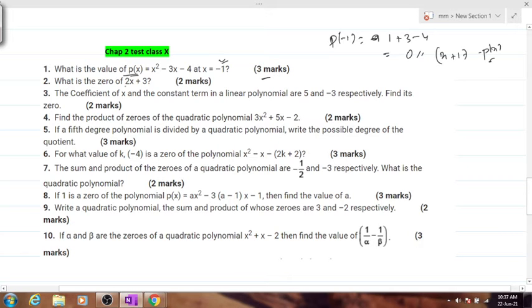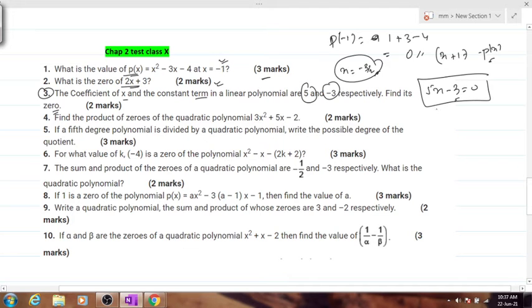Now, what is the 0 of this polynomial? Again, one more halwa question. Minus 3 by 2. Now, question number 3. Coefficient of x and constant term of this polynomial are this and this respectively. Find its zeros. How will you do that? Sir, 3 by 5. How are we going to do that? Sir, 5x minus 3 equals 0. 5x minus 3 is equal to 0. Okay? So, what is the 0 over here?